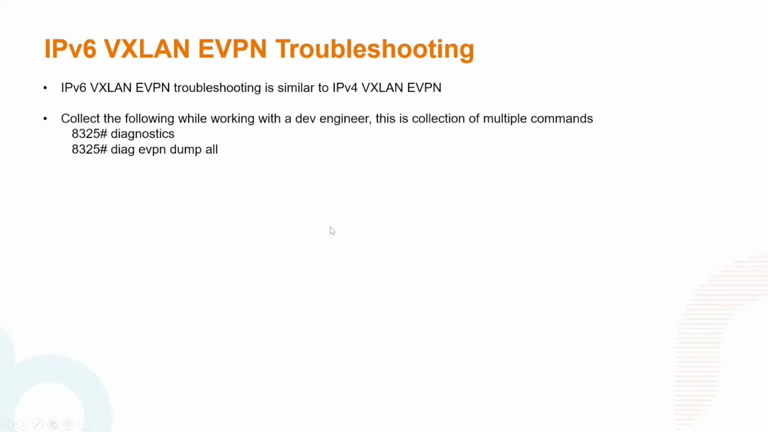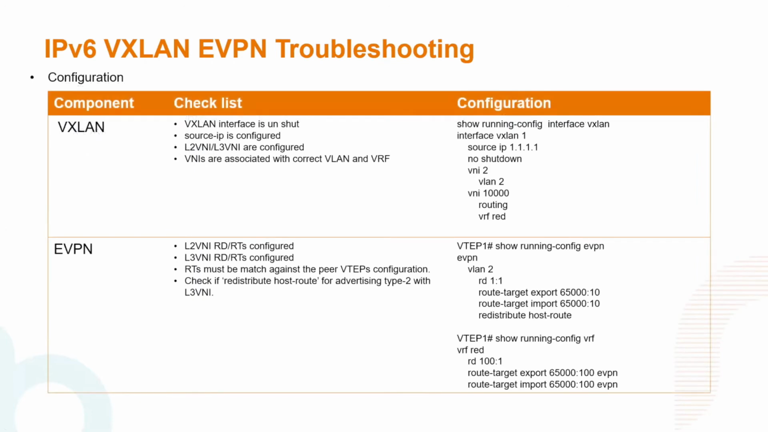Coming to the troubleshooting, actually, IPv6 overlay is similar to IPv4 overlay. The following command is actually a collection of many of the commands which is useful for a dev engineer to troubleshoot any issue. That is diag evpn dump all. And then coming to troubleshooting, we do two parts to it. One is a configuration checklist and the other is the show command checklist that we need to verify.